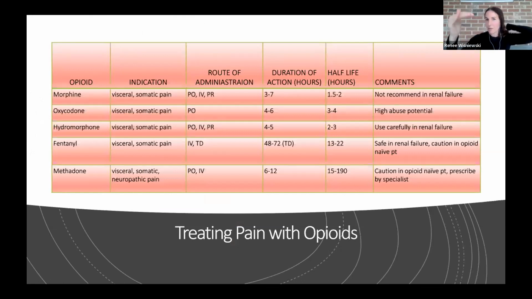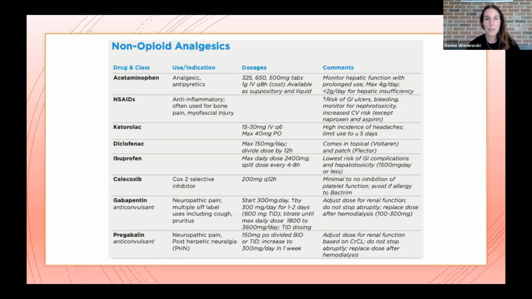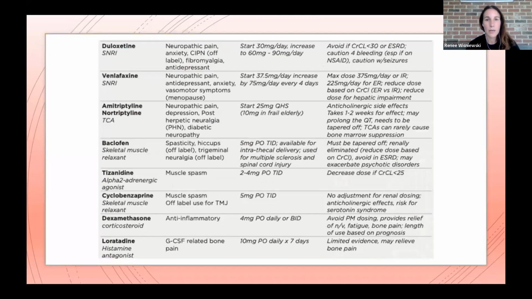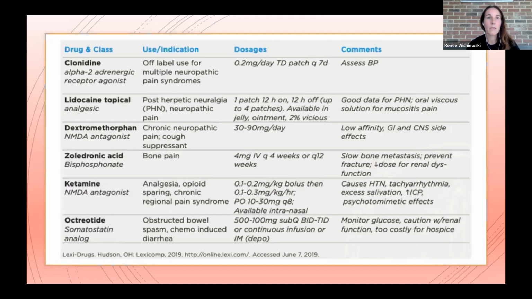I'm going to skim through treating pain with opioids because next week I am going to be discussing pain management in adults. And so I didn't want to go too in depth in this, but here are some opioids listed to treat pain in cancer patients. And then some non-opioids as well. You'll have access to this. Again, more non-opioids, more non-opioids that we utilize.